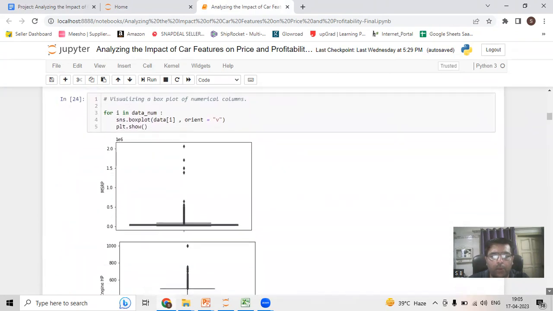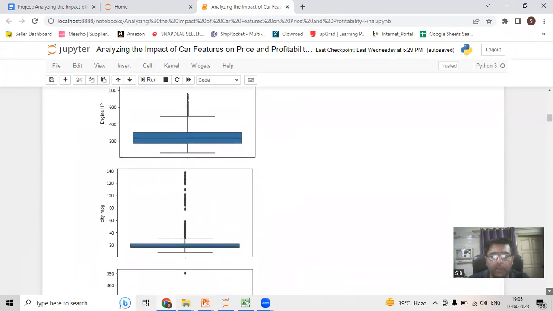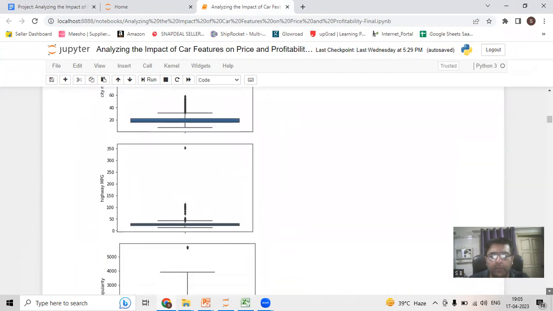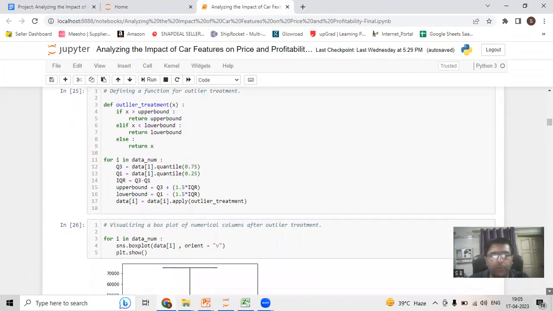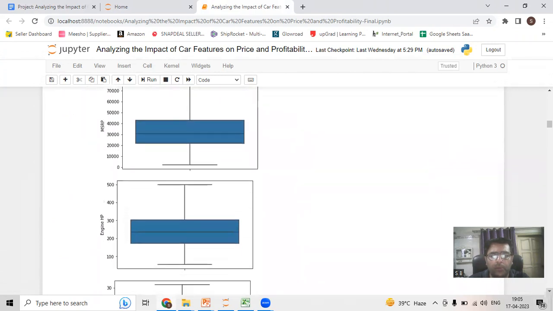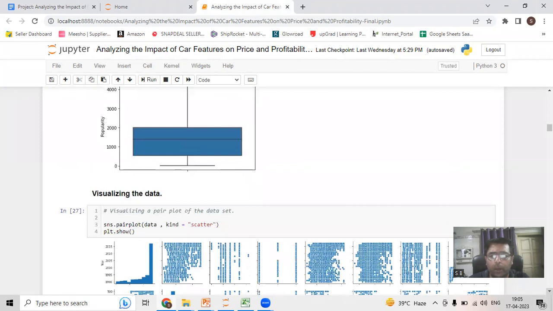Here are the box plots which were plotted for the numerical columns, which show there are outliers present in the numerical columns. These outliers were treated with the help of this formula. Upper bound and lower bound values are used to cap the values. So as you can see, the outliers are gone after the outlier treatment.